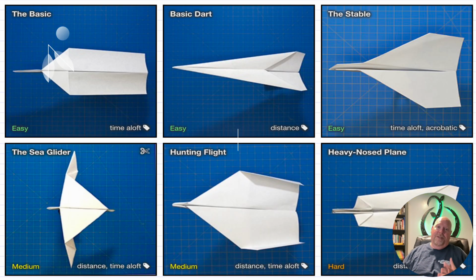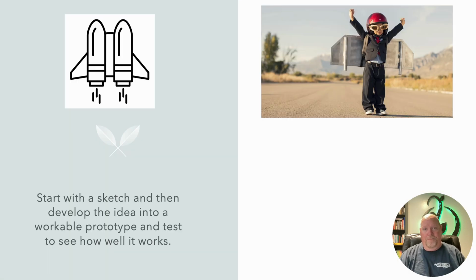This is when the design process really kicks in. When they are brainstorming, they're going to come up with ideas like, what shape of paper airplane are they going to build? Here are some examples of just some that I found on the internet. A basic paper airplane, the basic dart, the stable airplane, the sea glider, which is supposed to glide really, really far and fly for a long time. Each one of these is different. Your students can find one that they think is going to work, and they can build it, and then they can test it.